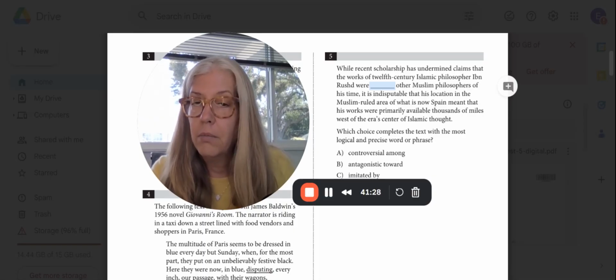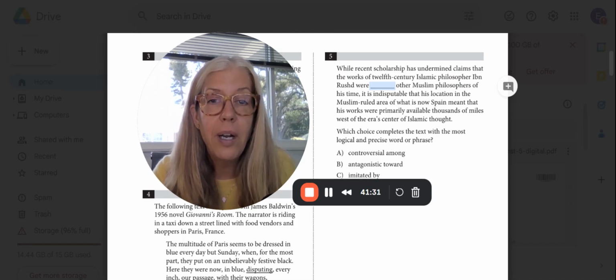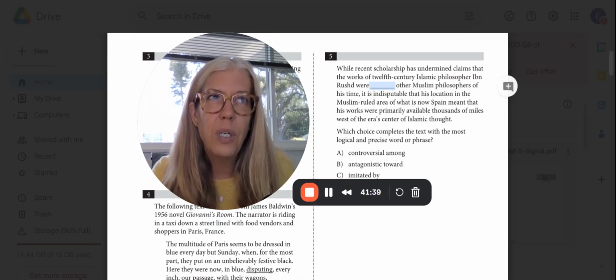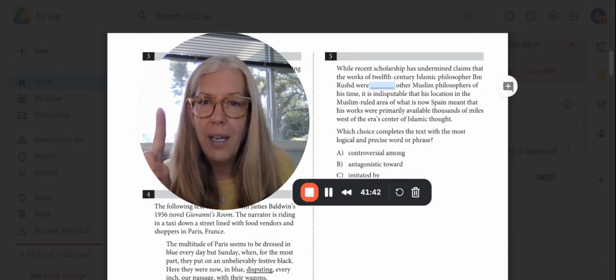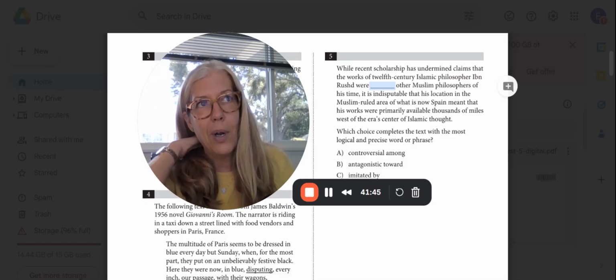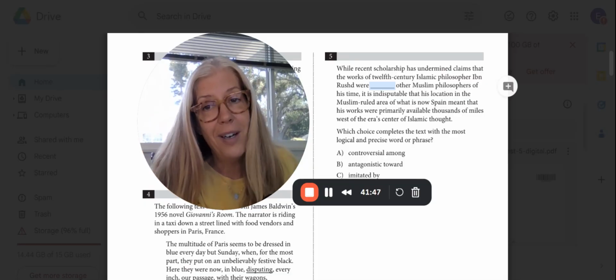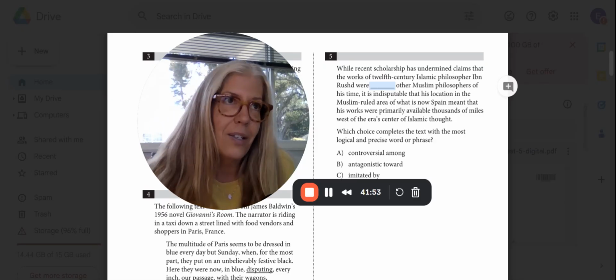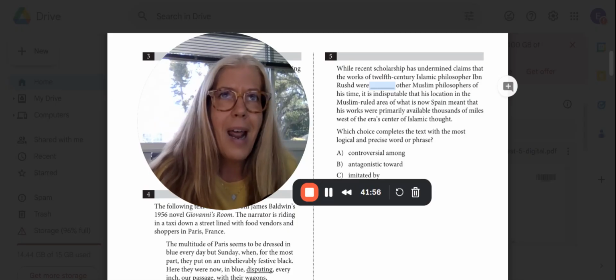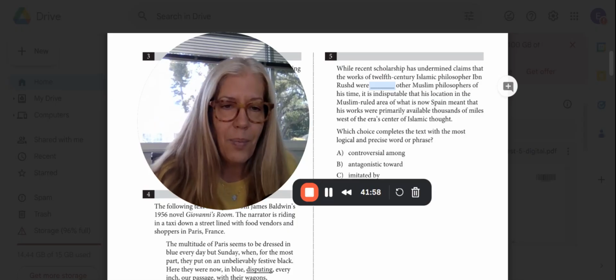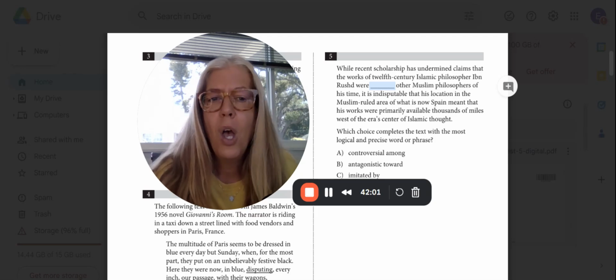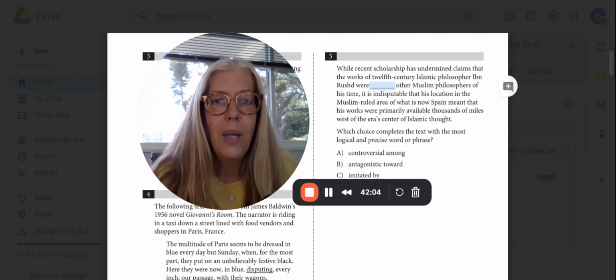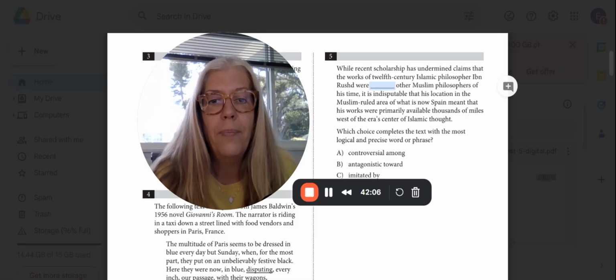A, controversial. That's not unimportant. There's a lot of kind of controversial stuff going on right now, but controversial is not the correct answer. B, antagonist toward. Even if you have to break that word down, I bet you remember the protagonist and antagonist from ninth grade English class. Antagonists are always so much more fun. What would happen to an actual story if there was no antagonist? There would be no story. There has to be an antagonist. But he wasn't antagonist toward them. They once thought he was unimportant.